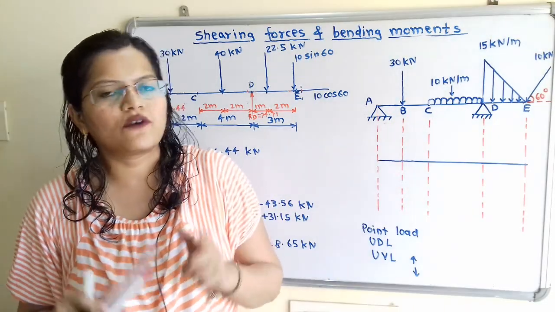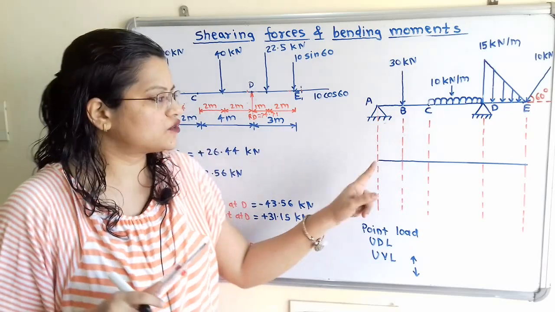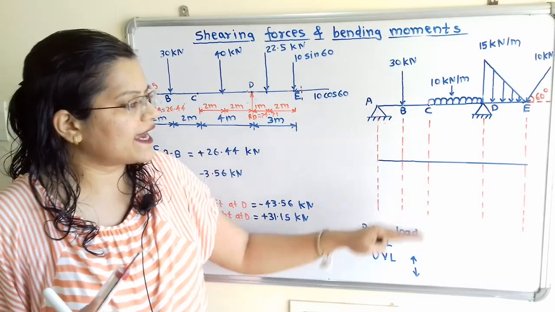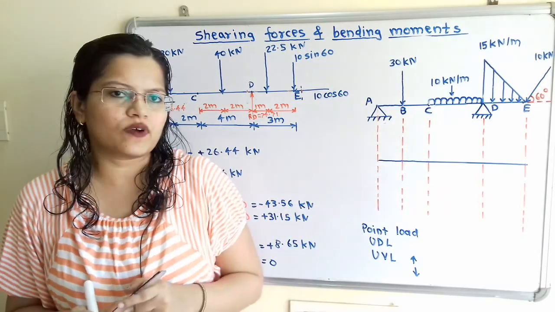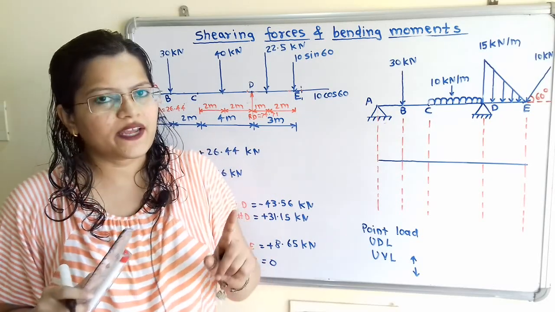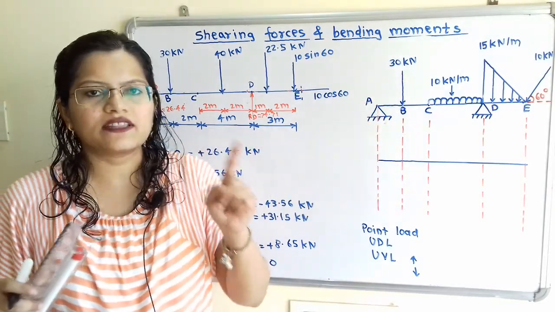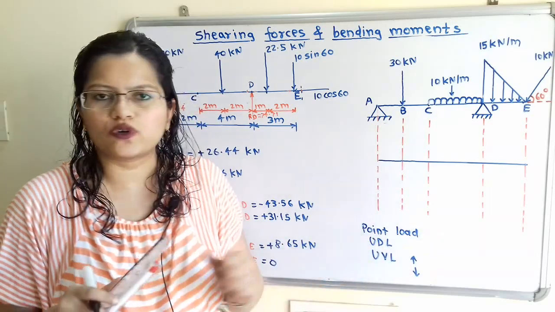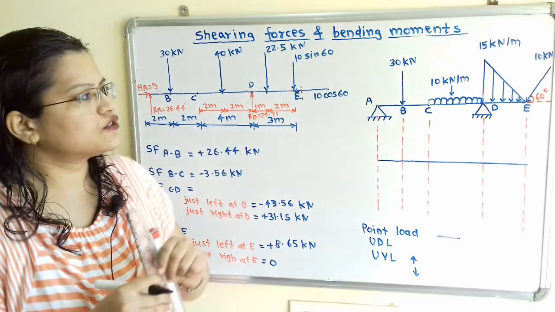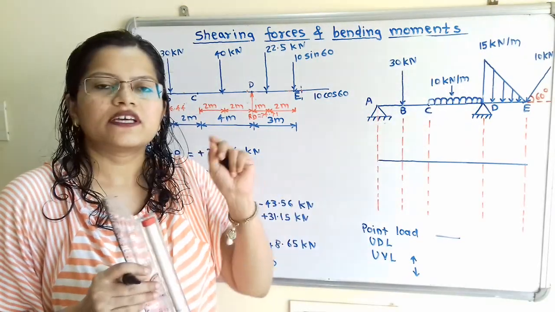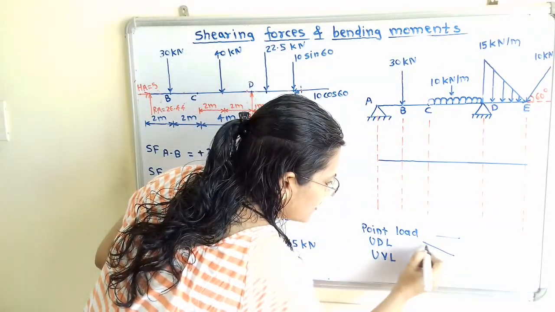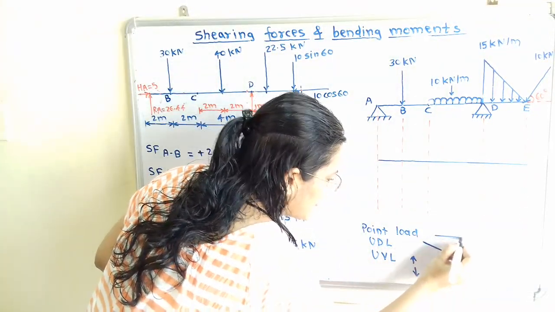To draw the shear force diagram, we have to first draw the baseline. We have to plot the positive numbers in upward direction and negative numbers in downward direction. There are some rules we have to follow. So whenever in any section there is point load, then we have to show the shear force with a constant line. When there is uniformly distributed load, then we have to show shear force with a linear line, that is in this way, an inclined line.